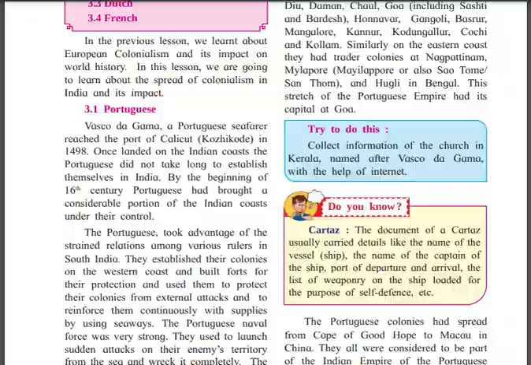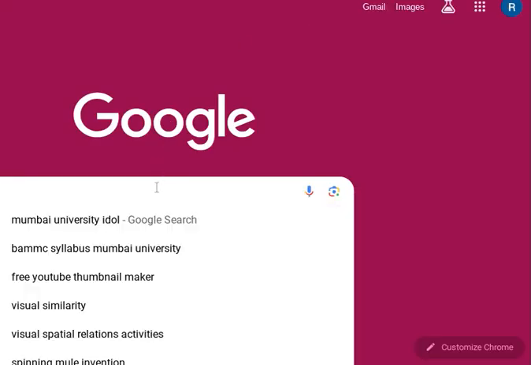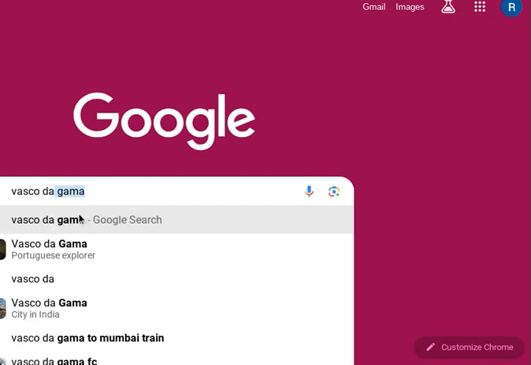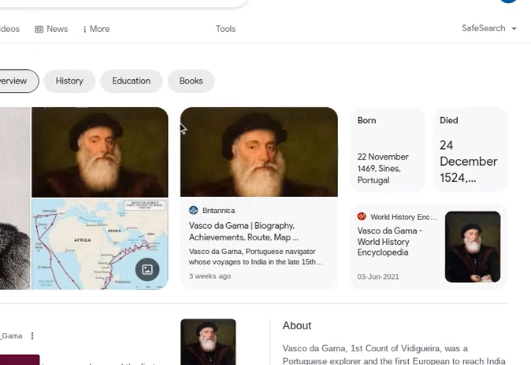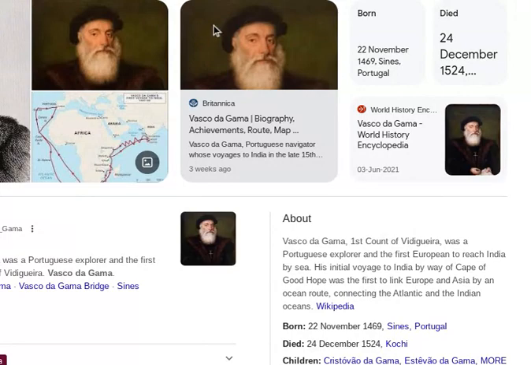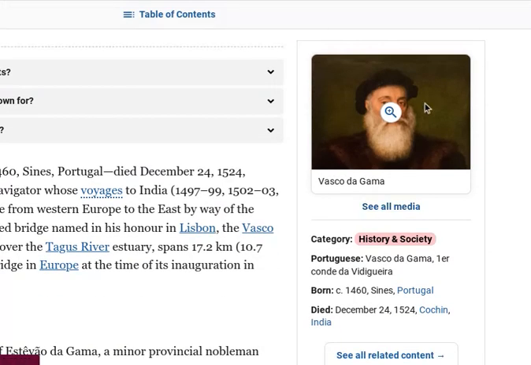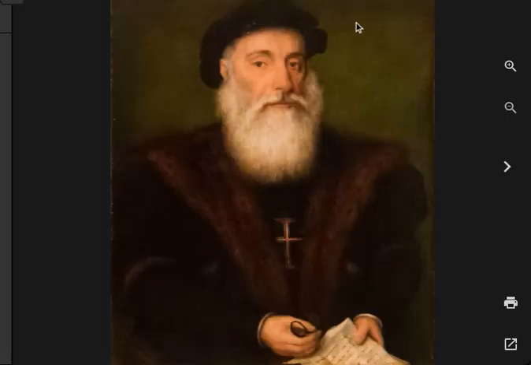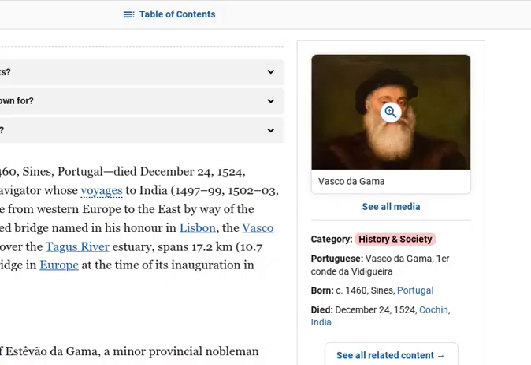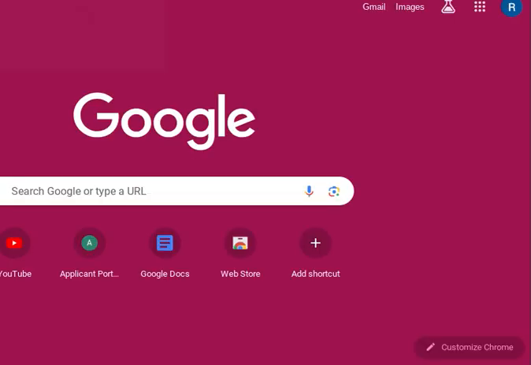Let's see who Vasco da Gama is. Here the image is not written. Let's start. So here it is already written. Okay, this is the person, you can see Vasco da Gama. So he looks like this. Clear? Let's go to our content.